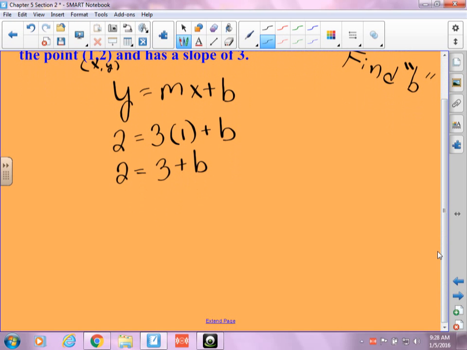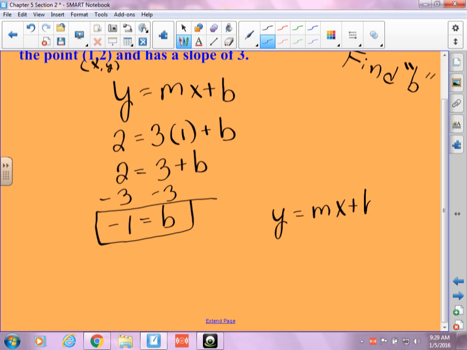I need b by itself, so I'm going to subtract 3. Notice I'm showing my work. 2 minus 3 is negative 1. So now I found my b. So now I'm going to take my equation, y equals mx plus b. I got y equals, what's my slope? 3x plus negative 1, or what's even better is y equals 3x minus 1.